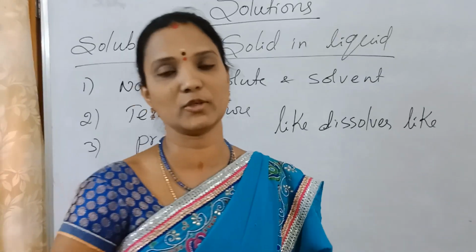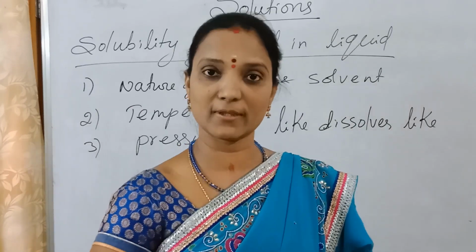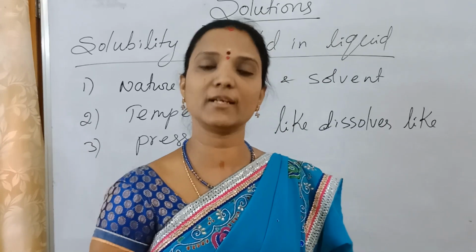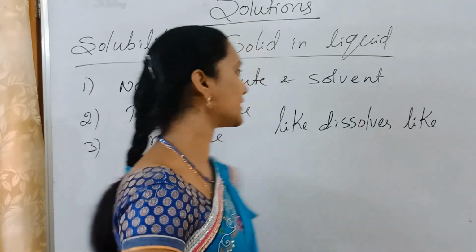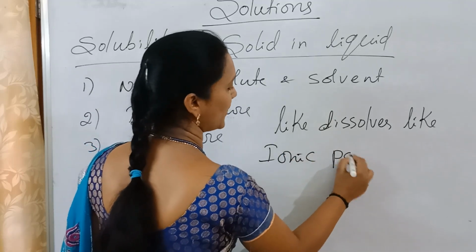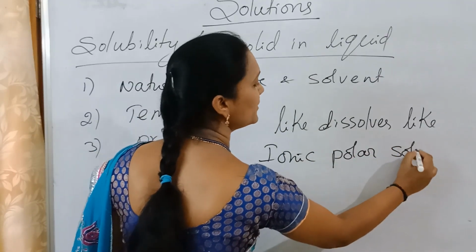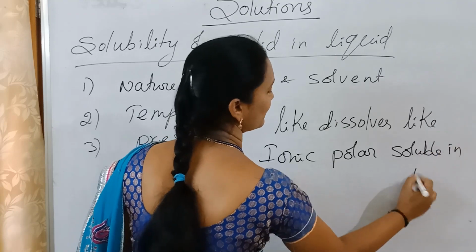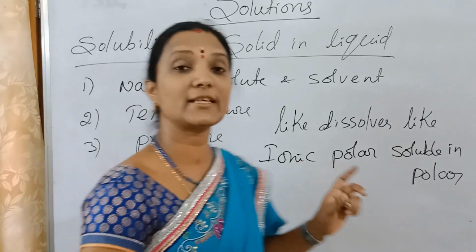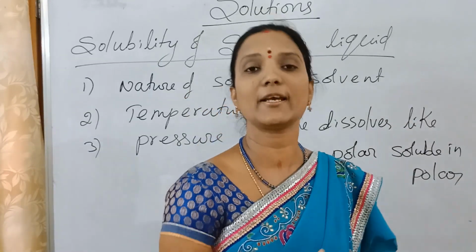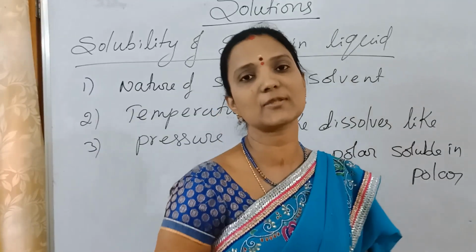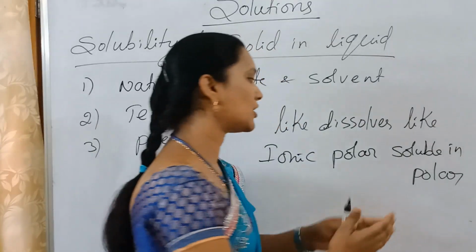So the nature of the given solute, nothing but solubility of solid, that is the salt solubility. For this salt, first we have to check whether an ionic compound or a covalent compound is given. So if the given compound is ionic, ionic compounds are polar, and polar compounds are soluble in polar solvent. The best polar solvent is water, so they are soluble in water.